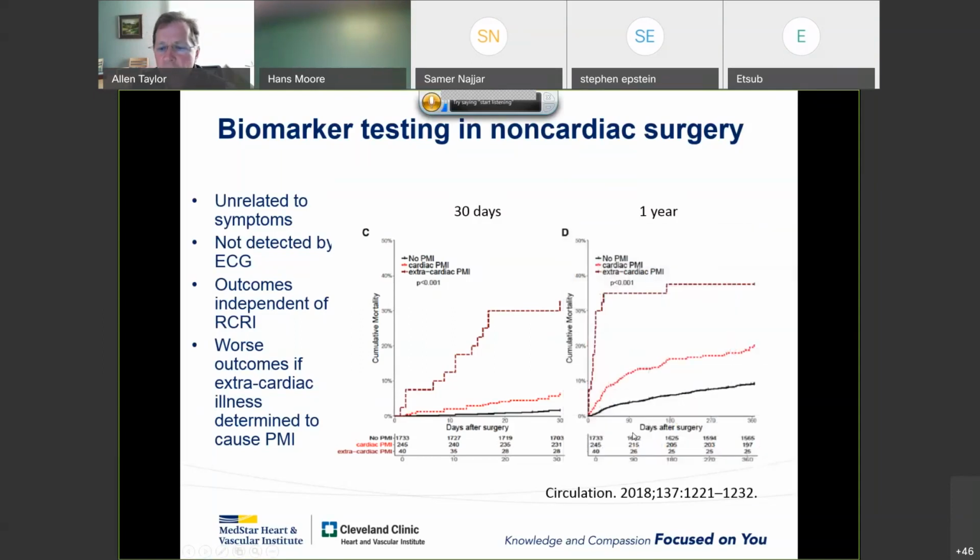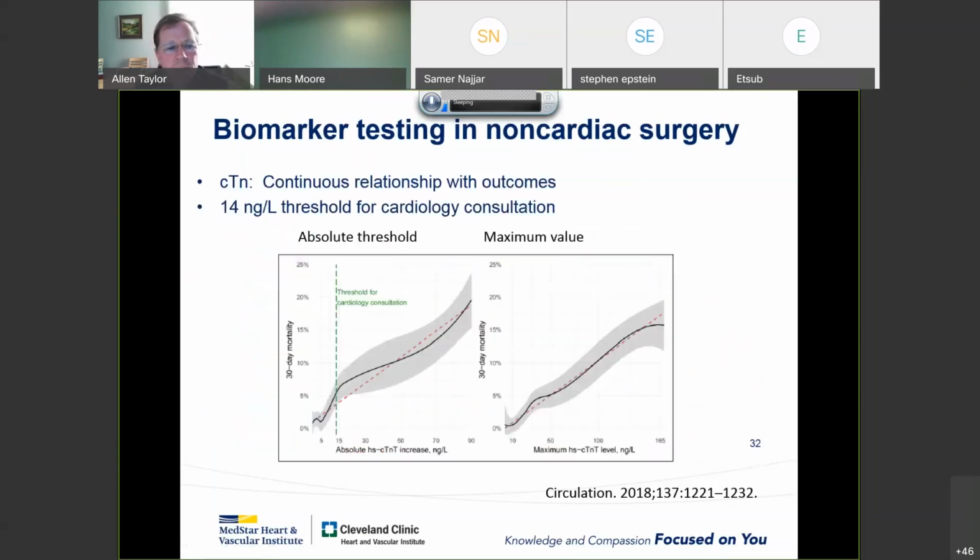Interestingly, they looked again out to 1 year, and the mortality, if you have an extracardiac cause of PMI, is approaching 40% at 1 year. And there were worse outcomes if the extracardiac illness, again, was determined to cause this.